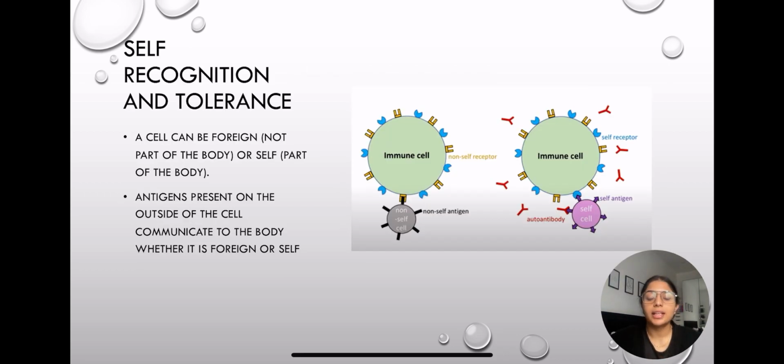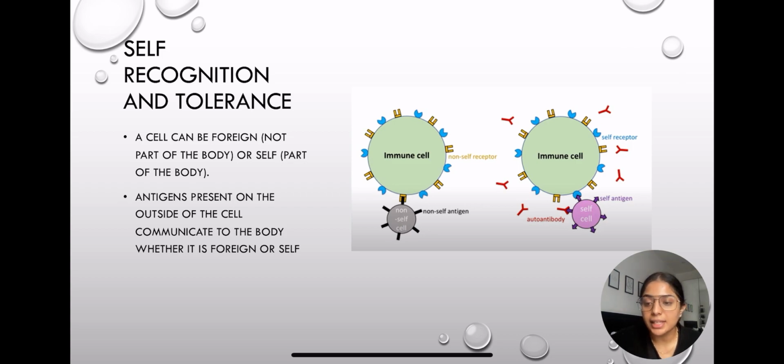Self-recognition and tolerance. Antigens found throughout the body and also in harmful pathogens are used by the immune system to signal whether it should attack or not, depending on whether the antigens are foreign or self. Foreign antigens are those found in pathogens and will be remembered by B cells when they are recognized in the body, triggering antibody production when identified.